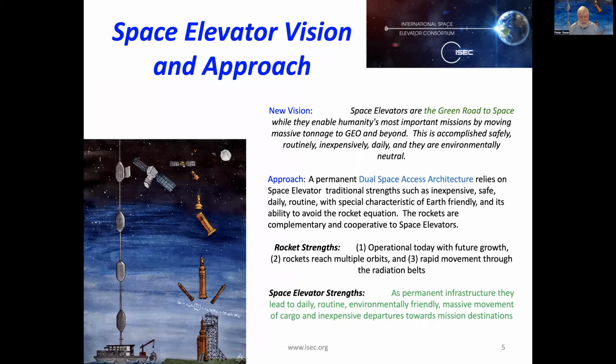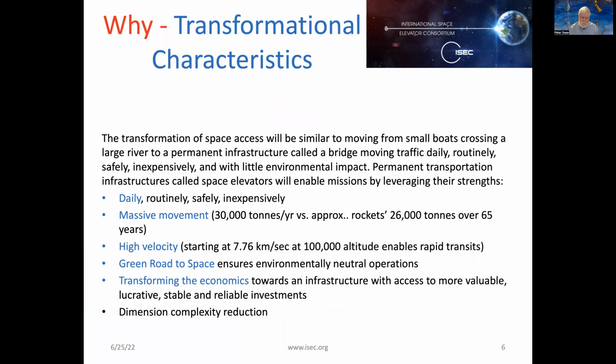Okay, the space elevator vision. We basically are the green road to space that's routine, safe, inexpensive, daily, and environmentally neutral. We're going to join the rocket guys in dual space architecture and leverage their experience and their strengths. And then we're going to leverage our strengths. The bottom line is we move massive amounts of cargo in a routine manner, just like a train setup.